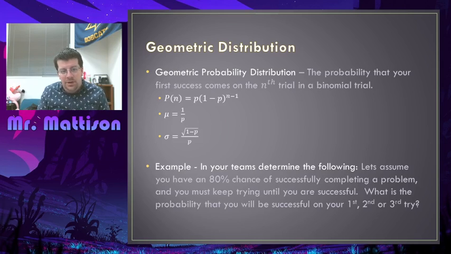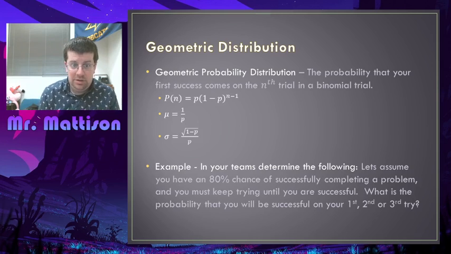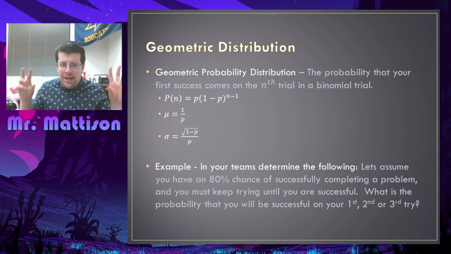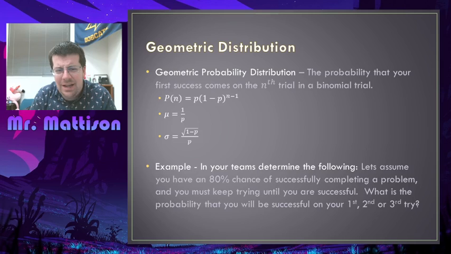Could you get your first heads on your first flip? Sure. Could you get it on your 8th flip? Sure. But the expected, or the average, number that it would take you is 2, and that's effectively what that's saying. And then for our standard deviation, I'm not going to show you where that comes from because it's quite complex, but it's just the square root of 1 minus p, over p.